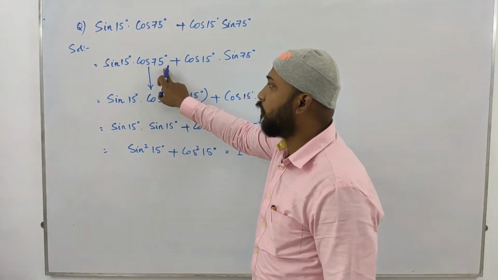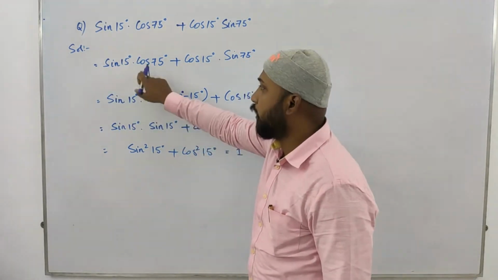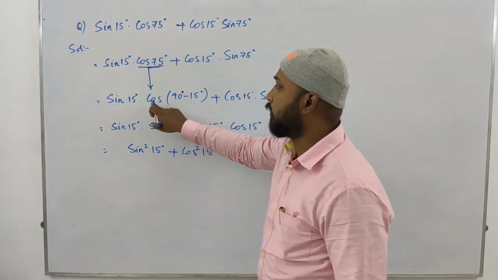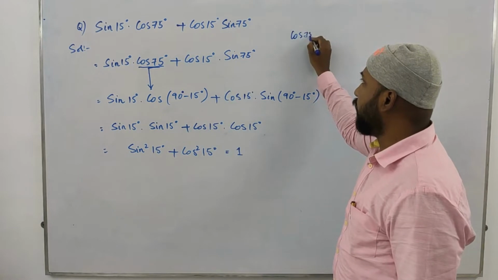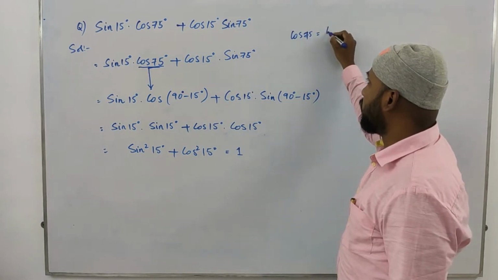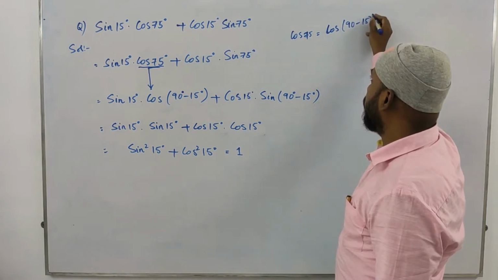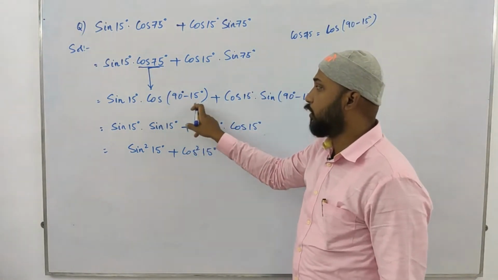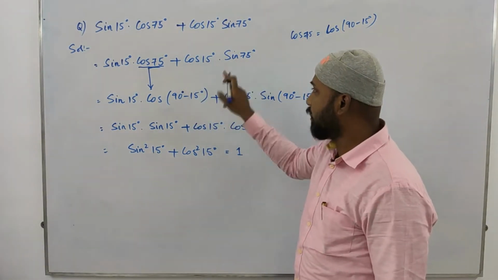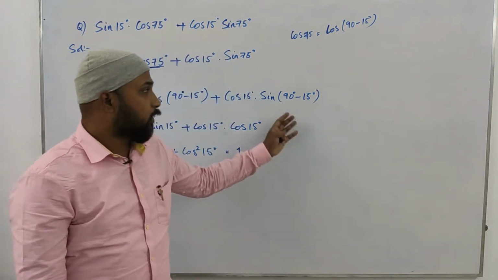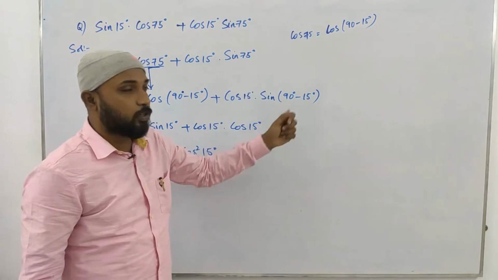See, this cos 75 is over here. In the next step I will write sine 15 as it is. Thereafter, in place of this cos 75, I will write cos of 90 minus 15, because 75 can be written as 90 minus 15. That's what I have written here, plus cos 15 as it is, and this sine 75 I will convert to sine of 90 minus 15.